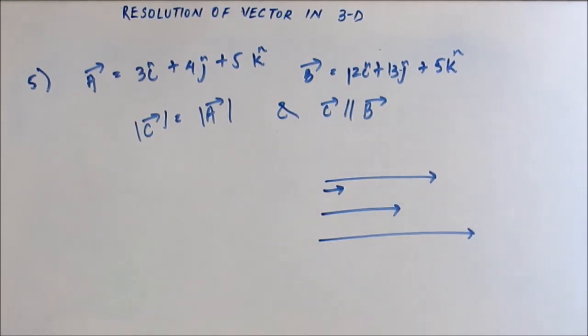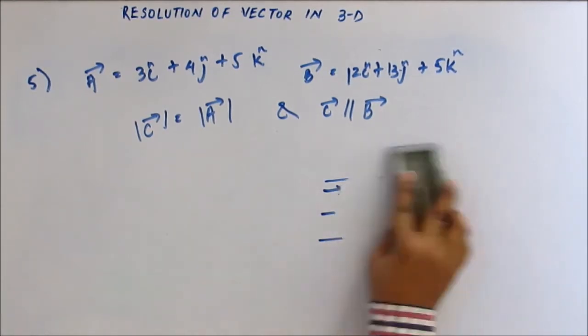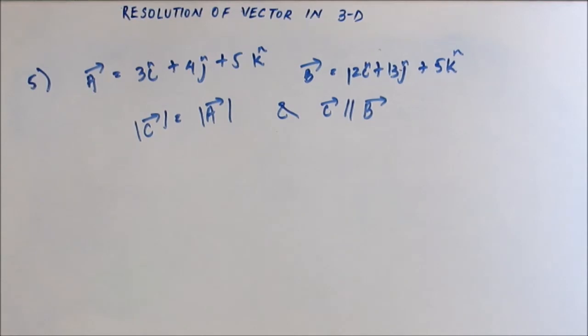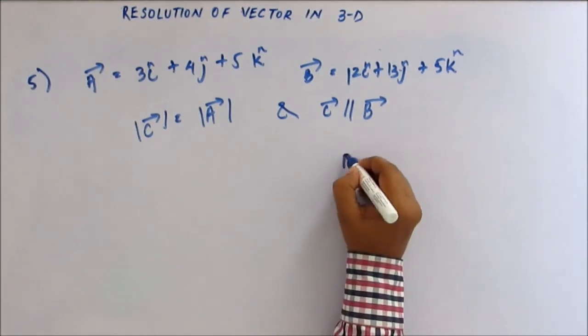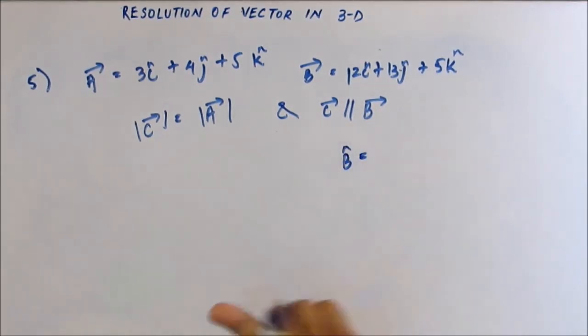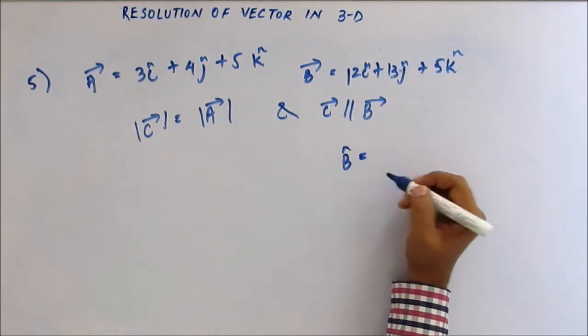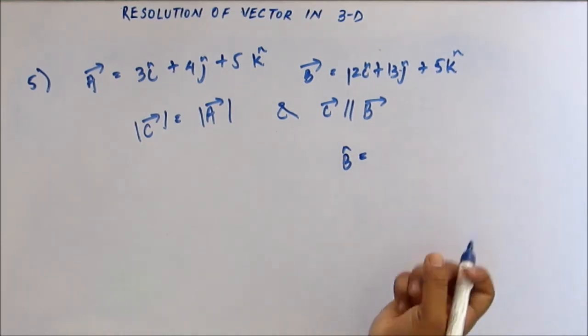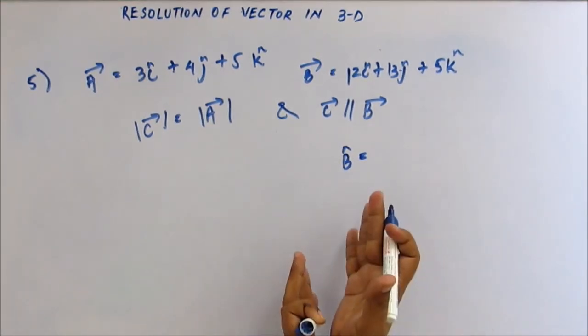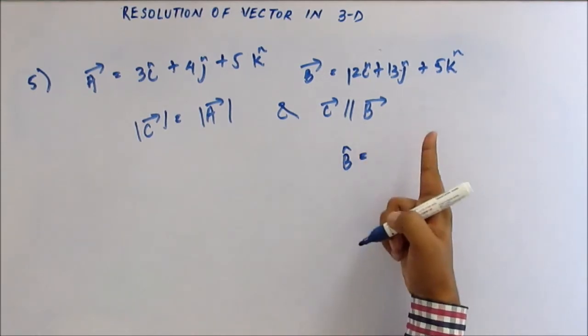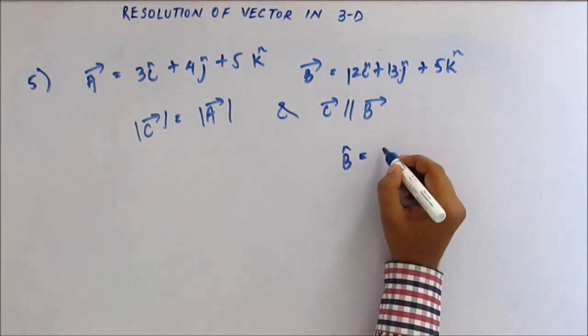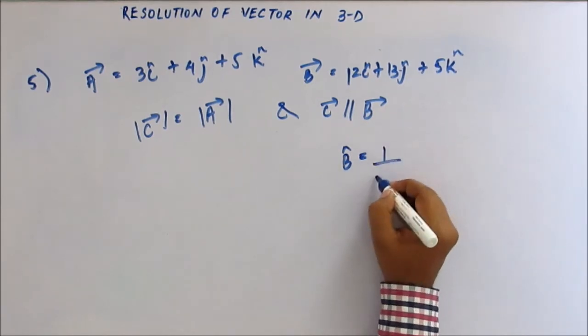So the idea is you find a unit vector along B vector, and we know how to do that. We will call it B cap. We have studied unit vector before, so it shouldn't be a problem for you to find B cap. B cap, a unit vector, would be found by dividing this vector with its own magnitude. The magnitude here would be 13 root 2. So B cap would be, you divide it by 13 root 2.